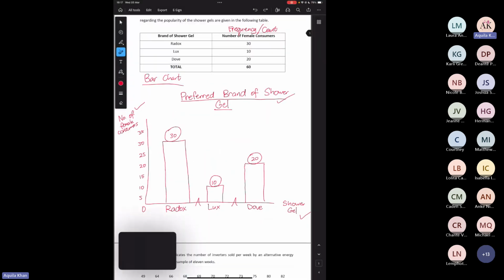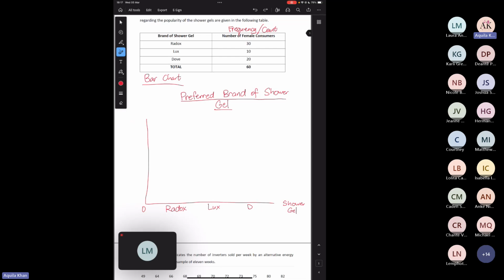Okay, so let's look at the pie chart. Your pie chart, same idea, just a little bit more work is required. With a pie chart, you're going to see that the information that was given to you in the table just needs to be added onto.